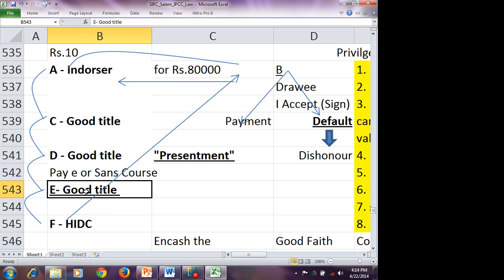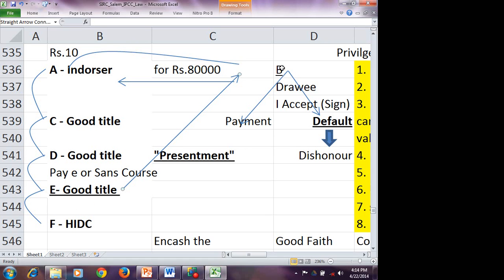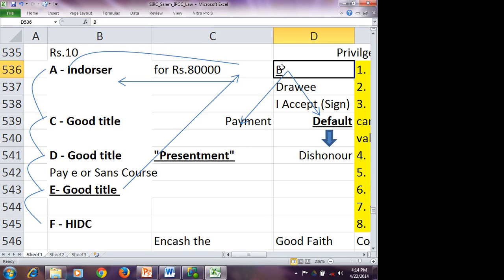But what is the remedy available for E? What is the remedy available for E? It doesn't mean that he cannot sue D, but he can sue B. B is anyway liable, no? I can go to the court and make him liable. I can make only B liable.